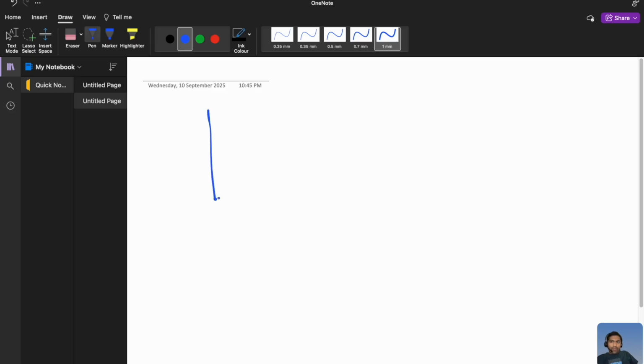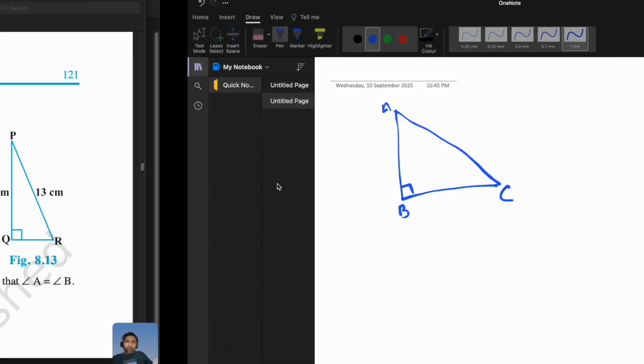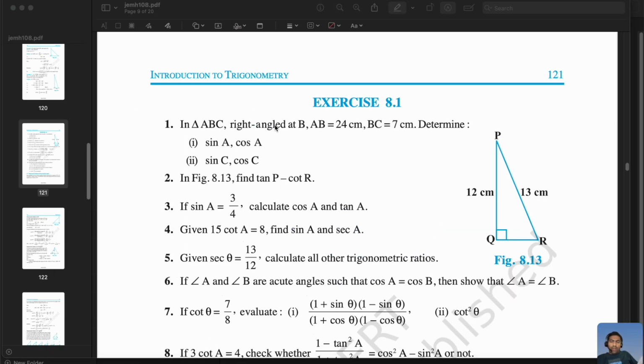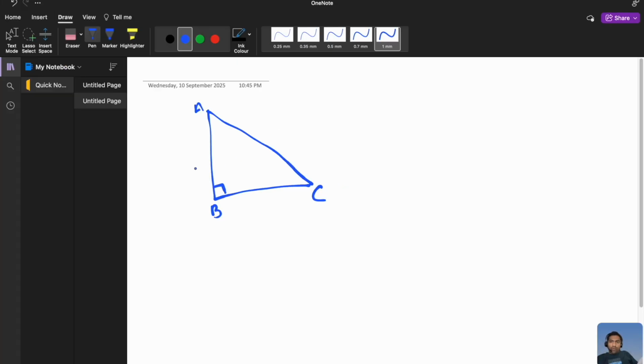Let's draw a right angle triangle, A, B and C. So what did it say? It is right angle at B, and AB is 24 centimeters and BC is 7 centimeters. Now we need to find AC. AC is nothing but the hypotenuse.